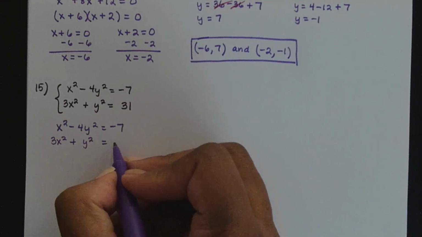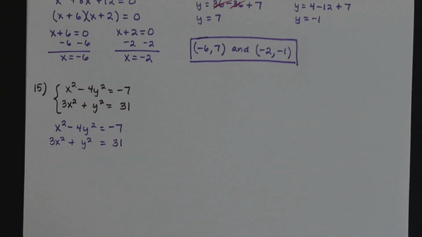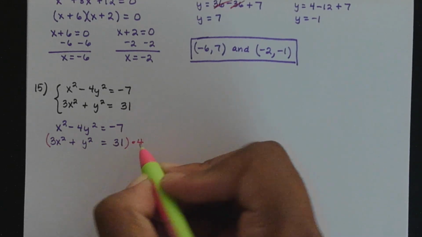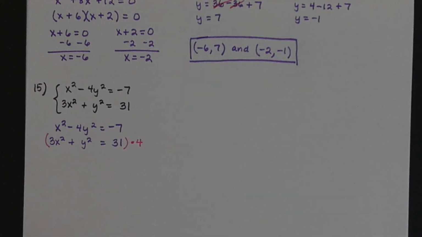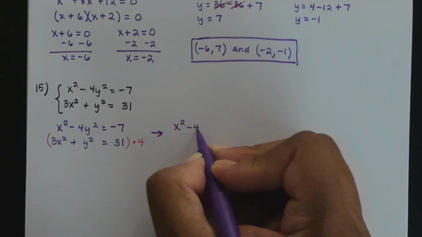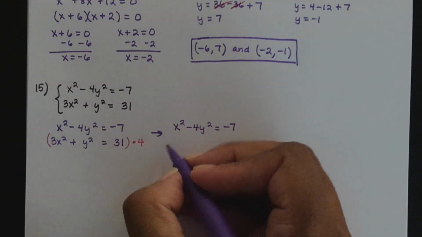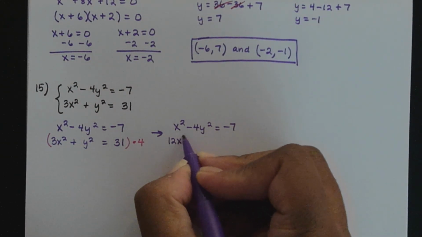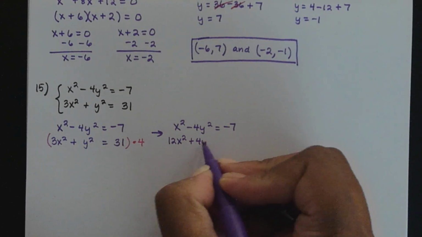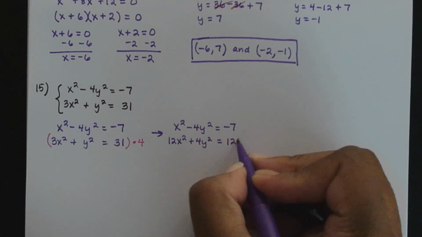In the first equation, I do have the minus 4y squared. If I want this y squared to be 4y squared, I need to multiply that equation by what? By 4. So that second equation will be multiplied by 4. This is what I'll have. The first equation, I'll rewrite that. So if I do 4 times 3x squared, I'm going to get 12x squared. And then 4 times the y squared will be a plus 4y squared equals 4 times 31, 124.